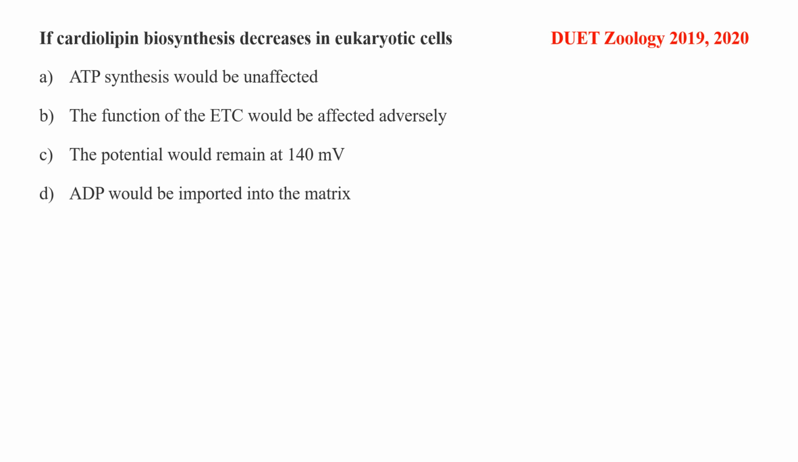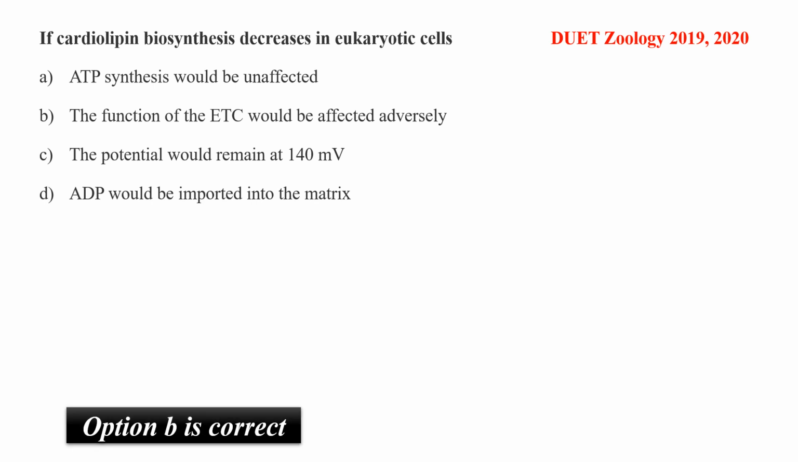If cardiolipin biosynthesis decreases in a eukaryotic cell, ATP synthesis would be unaffected, the function of ETC would be affected adversely, the potential would remain at 140 millivolts, or ADP would be imported into the matrix? See, as we know, cardiolipin is the chief constituting molecule of the inner mitochondrial membrane. As our electron transport chain is heavily present on the inner mitochondrial membrane, any compromise with cardiolipin will adversely affect the electron transport chain. So option B is the correct answer.